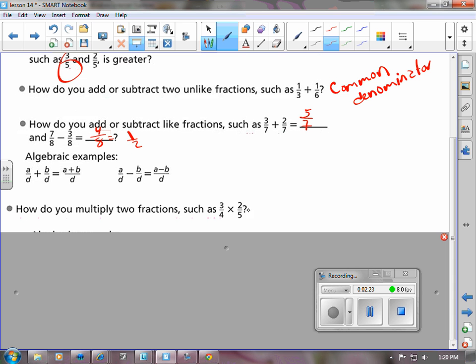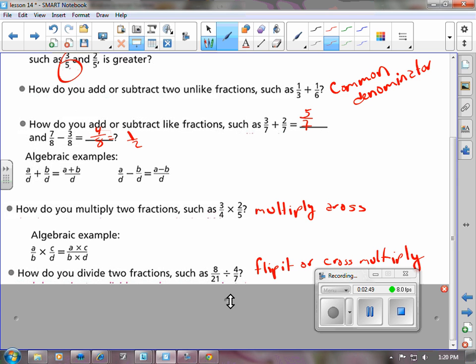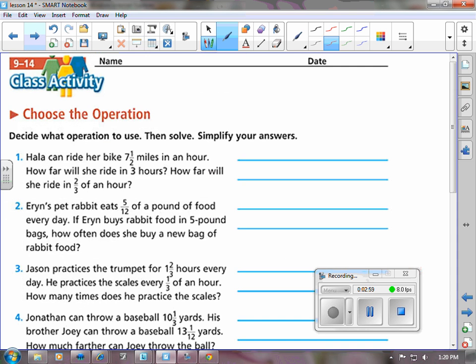Okay, when you multiply, straight across. There's no worrying about common denominator. You don't need a common denominator. Okay, you just multiply straight across. When you divide, you can either flip it or cross multiply. Right? No common denominator needed. Flip it or cross multiply. Either one. Okay? They're showing you the flip it method. Again, the cross multiply, you guys kind of know. Okay, so that was it for notes.